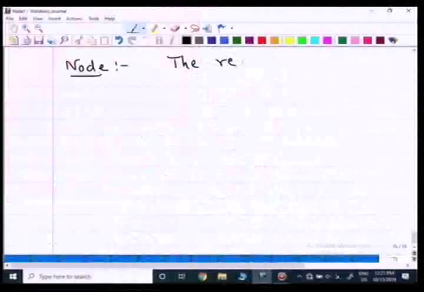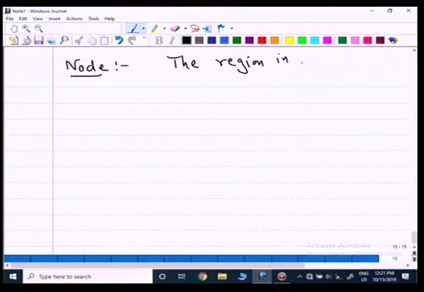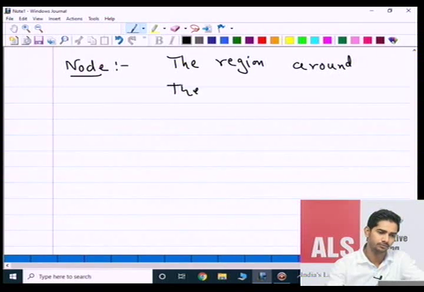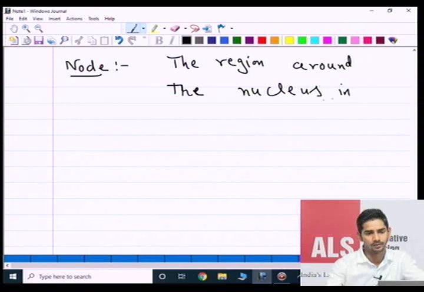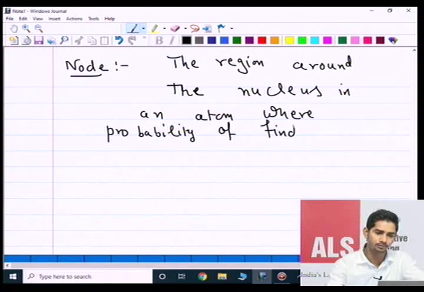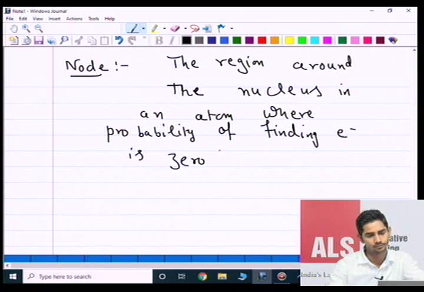So guys, we can write this first: the region around the nucleus in an atom where the probability of finding an electron is 0. We can say psi square will be 0.